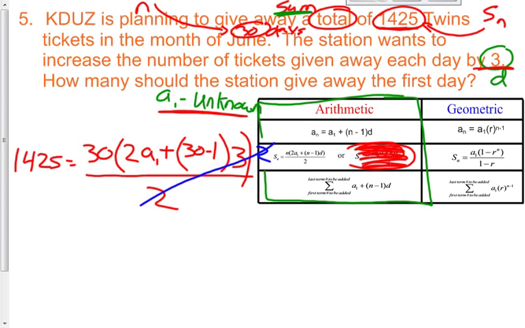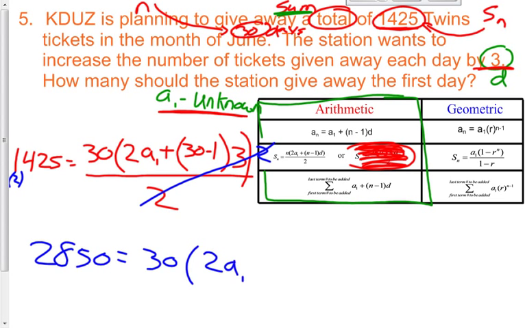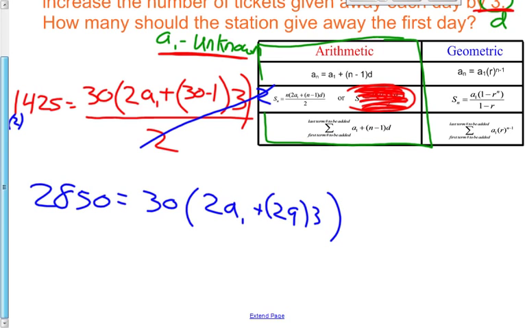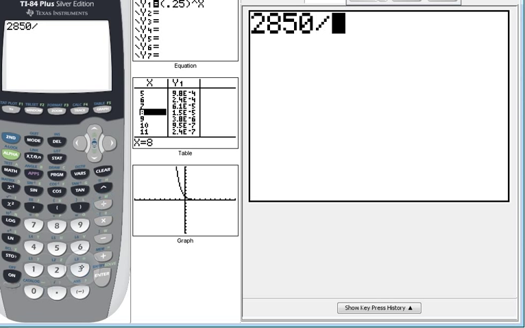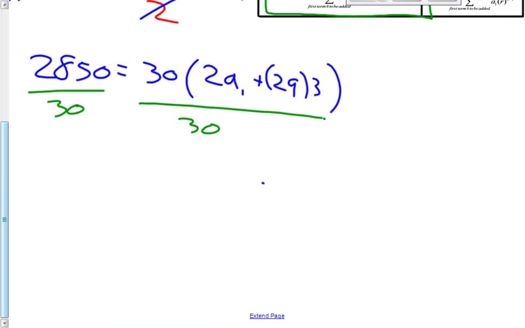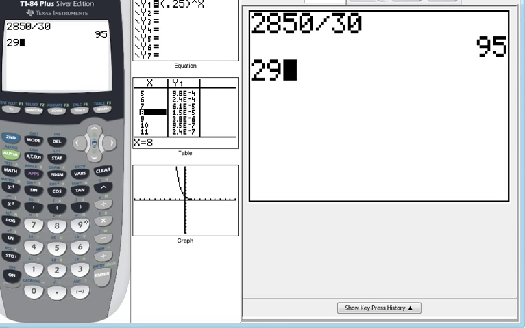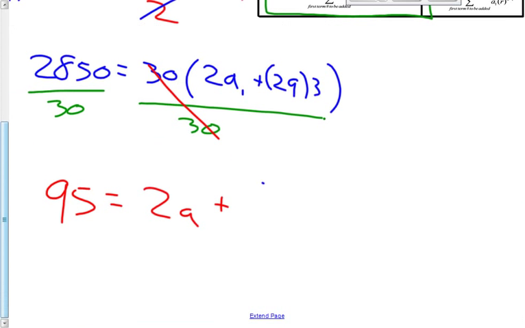I'm going to multiply both sides by 2. And now my denominator is gone. So now on the left side, I'm going to have 2,850. That equals 30 times the quantity, 2 A sub 1 plus 29 multiplied by 3. Okay, let's keep on cleaning up some things. Divide both sides by 30. So 2850 divided by 30 is the number 95. So 95 equals 2 A sub 1 plus 29 times 3. 29 times 3 is 87. So plus 87.